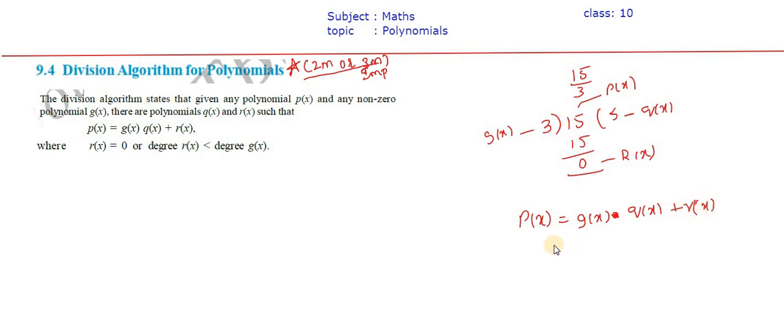Now what is p of x? P of x is nothing but 15. So 15 is equal to g of x, which is 3, times q of x, which is 5. Here r of x is 0. So 15 is equal to 15, LHS is equal to RHS. Now what is the degree of r of x? It is 0.